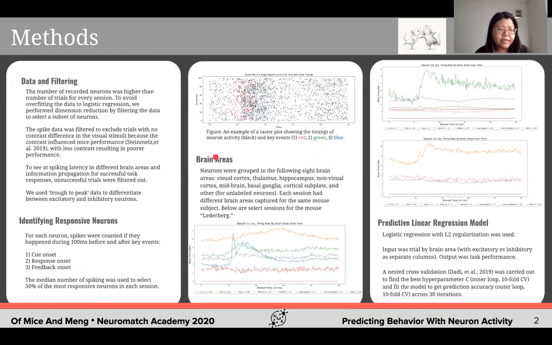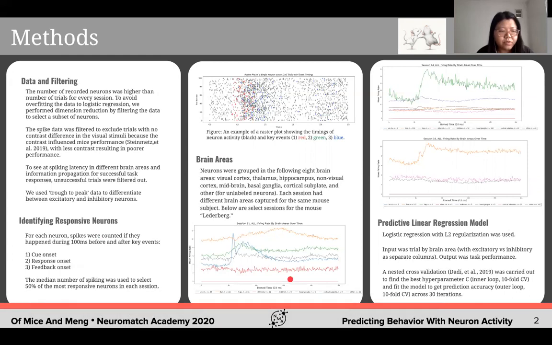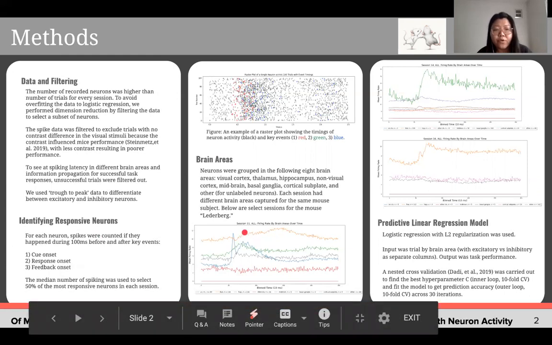And then lastly, we also group neurons to their respective brain areas. In this data set, we have 8 brain areas. We're showing some graphs of spiking rates that have been averaged across all trials and across all neurons of the same brain area in selected sessions for one mouse.